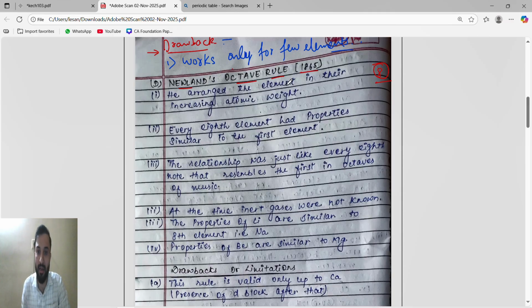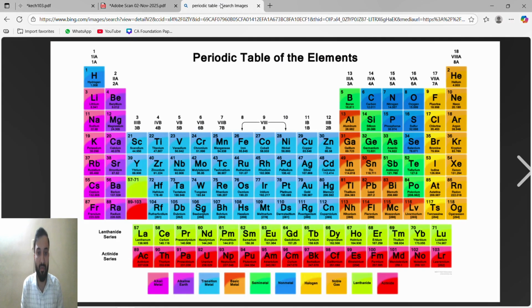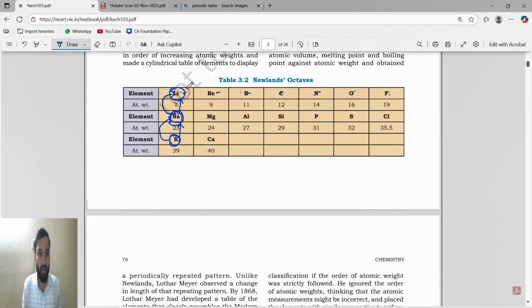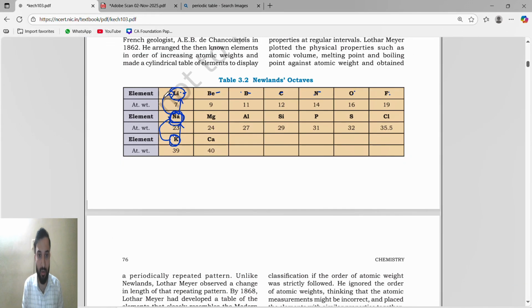So he arranged the elements in their increasing atomic weight. Newlands made a big mistake here. What Newlands did was arrange the elements in their increasing atomic weight, meaning increasing atomic mass. Second thing he said: every 8th element had properties similar to the first element. See, every 8th element is showing similar properties to the first element.